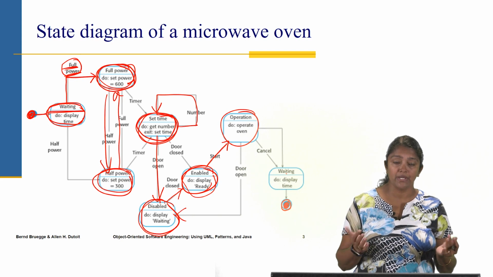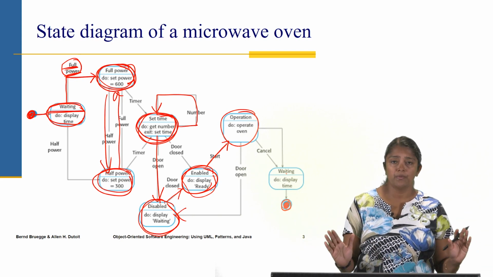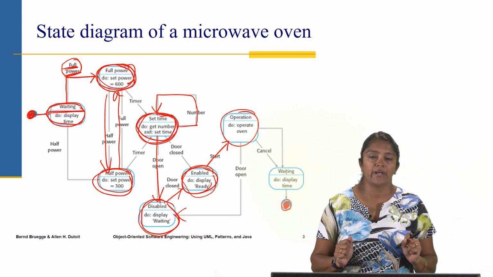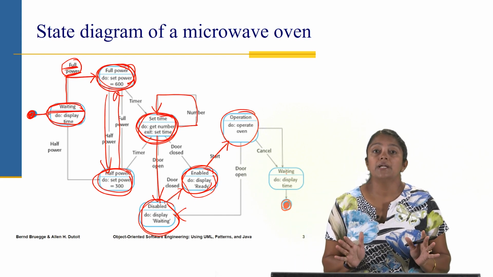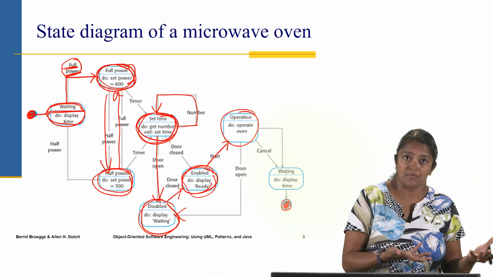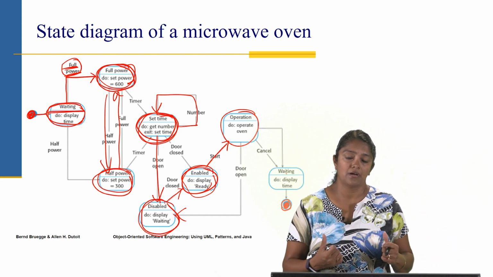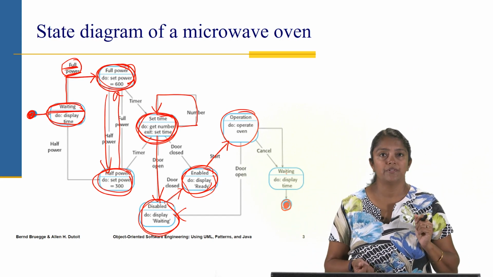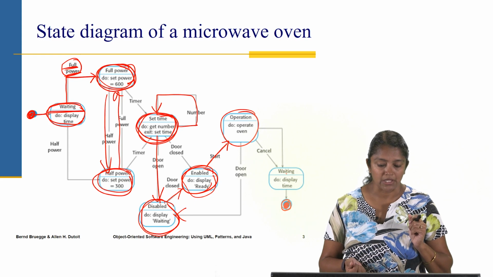So the idea is to be exhaustive and think of all of the possible states that this microwave can be in, and that helps in designing and then later on implementing that particular object, knowing all of the different states that it can be in.